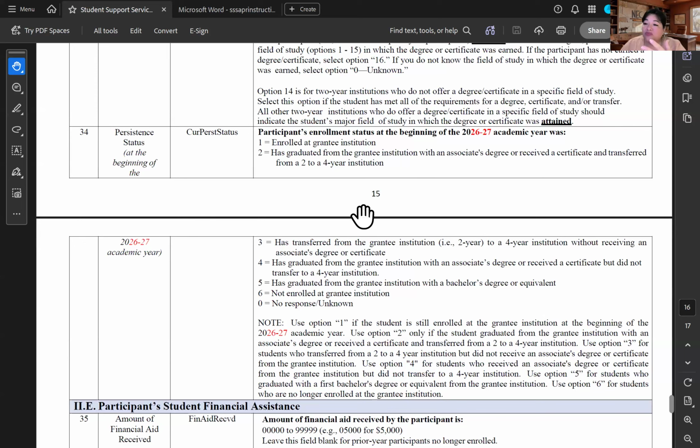And this is your first objective. How many students come back for another year or have graduated? So this is the one you want to definitely be 150% correct on.